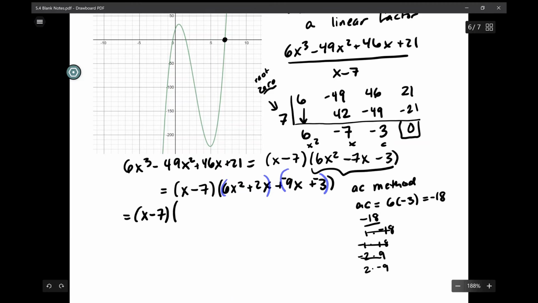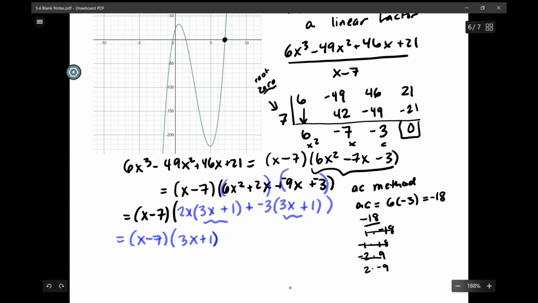In the first two, the common factor of 6x squared and 2x is 2x. That leaves behind 3x plus 1. Plus, the common factor in -9x and -3 is -3, which leaves behind 3x plus 1. All right, so that gives me x minus 7 out here. I have my common factor, 3x plus 1, times 2x minus 3. So now I have completely factored my polynomial.